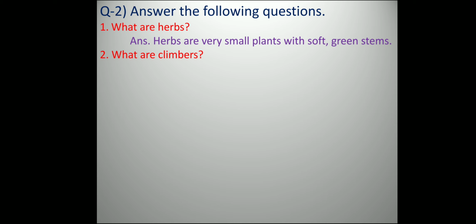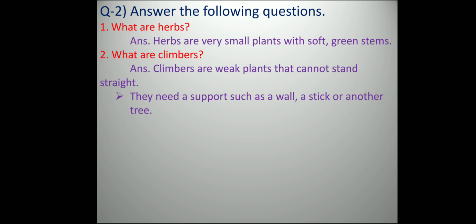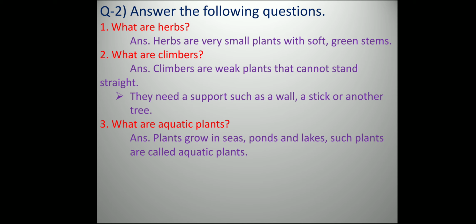Question number 2. What are climbers? Answer is, climbers are weak plants that cannot stand straight. They need support such as a wall, a stick, or another tree. Question number 3. What are aquatic plants? Answer is, plants that grow in seas, ponds, and lakes are called aquatic plants.